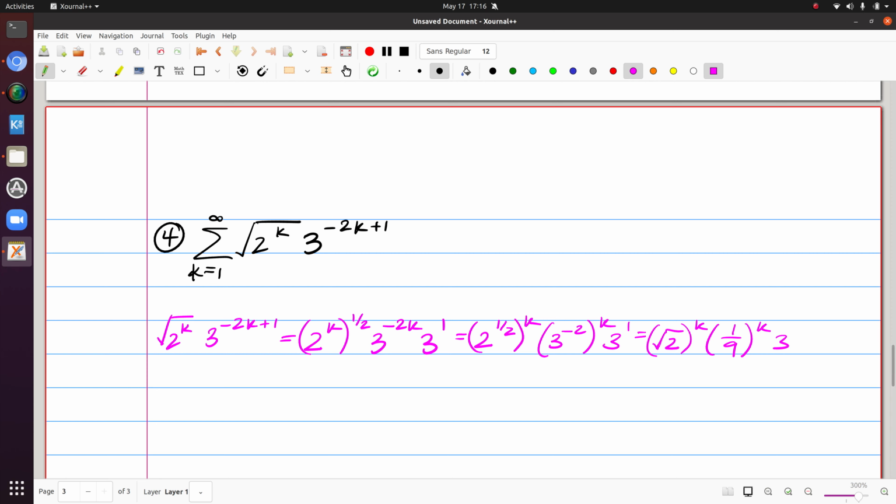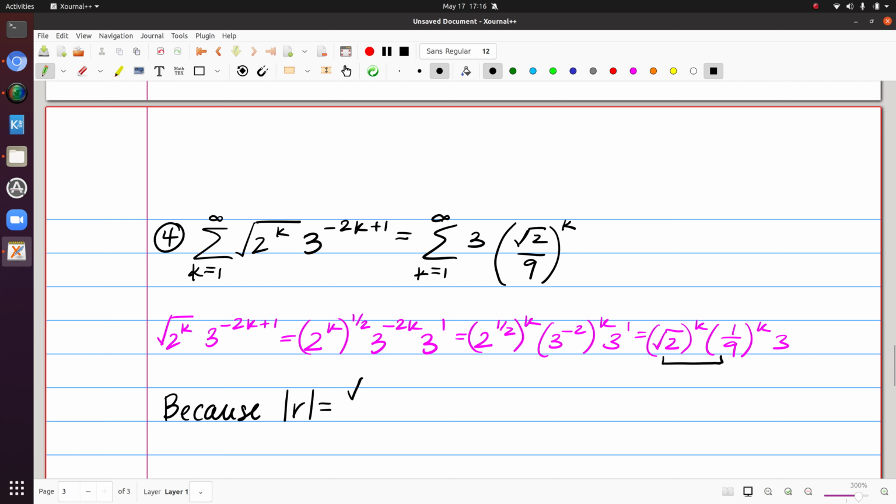So what I'm getting at this point is I can see that I can rewrite my sum as one with terms 3 times, and remember we can condense these two together, this would be square root of 2 over 9 to the k. This is geometric, and we can say that because the absolute value of r here, which is root 2 over 9, is smaller than 1, this geometric series converges.